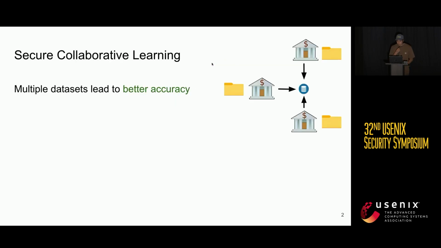So machine learning is everywhere. Almost every organization nowadays can be seen training their own models. It's also well known that having more data leads to better trained models. In this case, multiple organizations can combine their data sets in order to train a joint model, which will lead to better accuracy than training individual models.